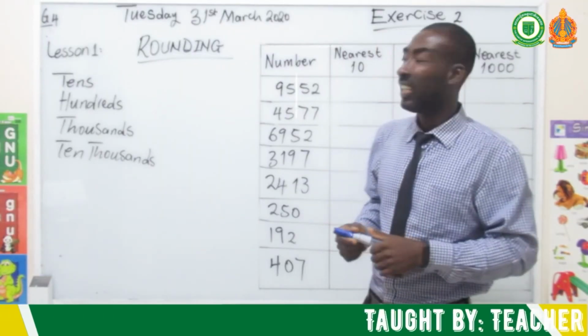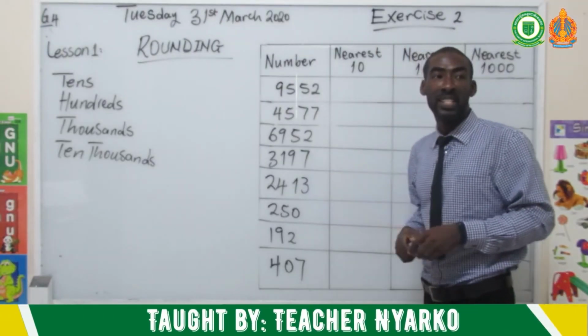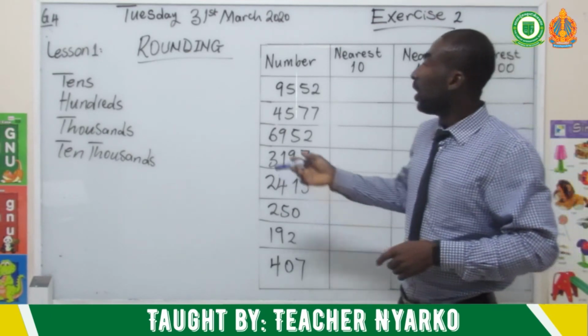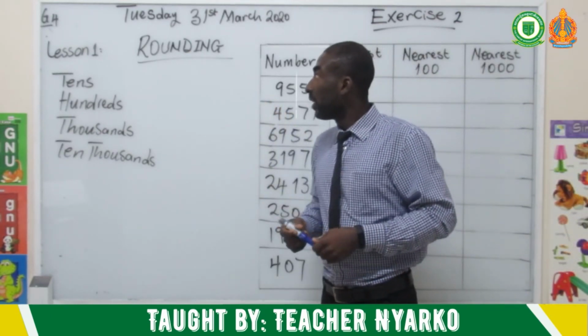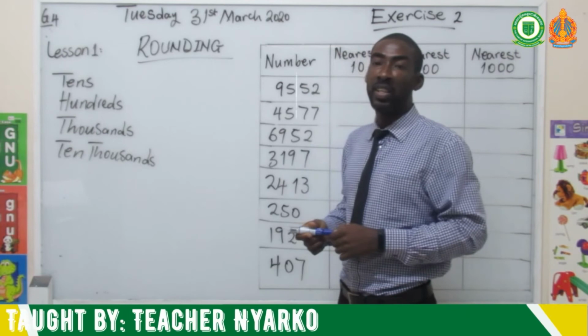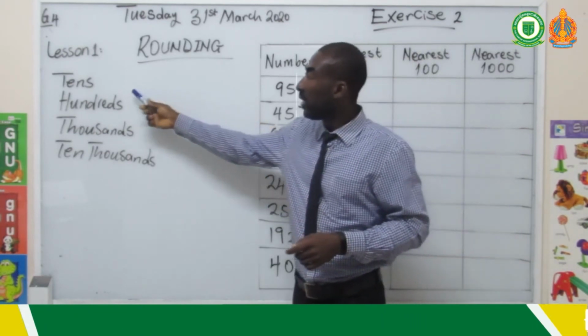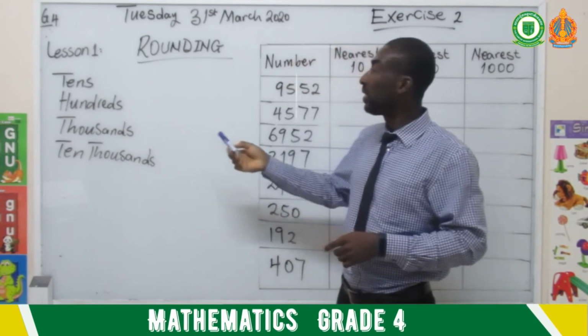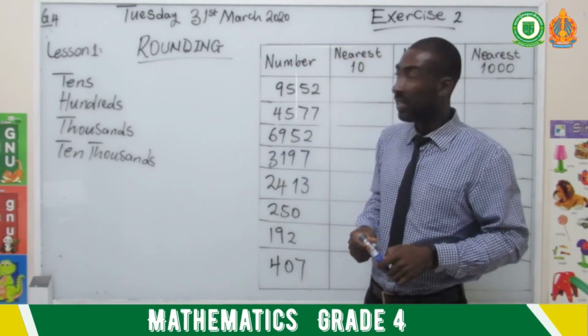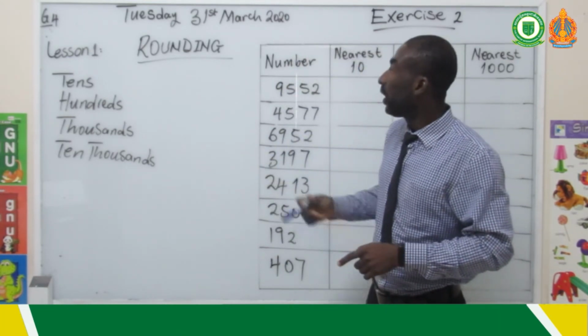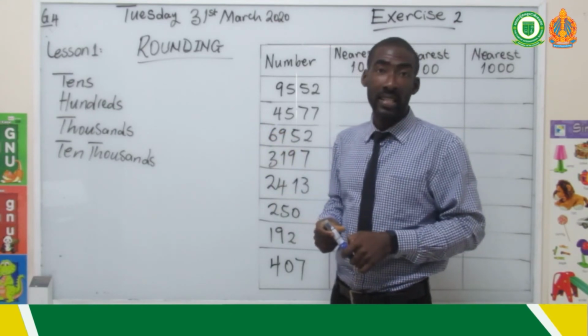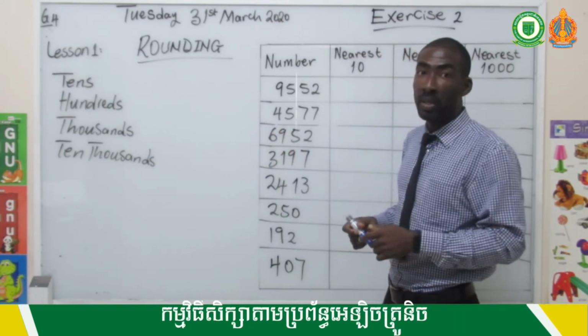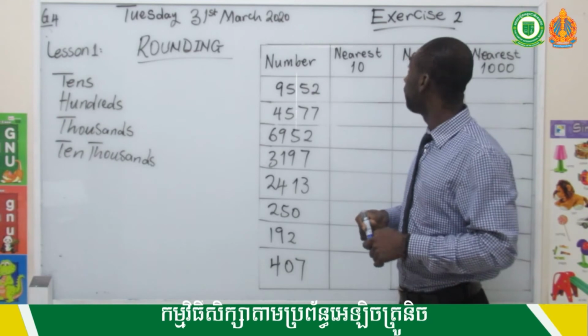Welcome back. This is the last part of our lessons today. Today we've been looking at rounding, and we've taken a look at rounding to the nearest 10, the nearest 100, the nearest 1,000 and 10,000. We had our first exercise, and I believe that you are going through very well.